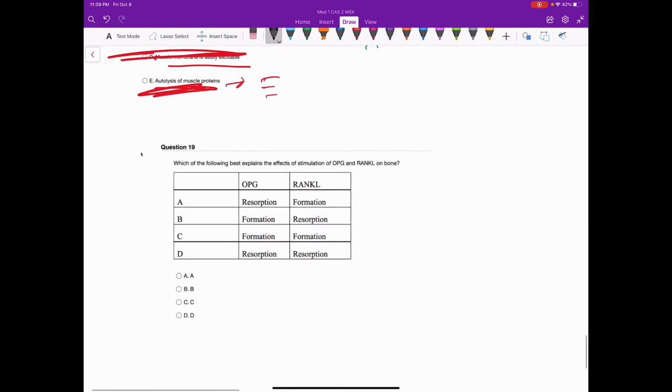Last question, finally, right? Which of the following best explains the effects of stimulation of OPG and RANKL? So, what is OPG and RANKL? Well, OPG is from the osteoprogenitor cell, right? So I'm going to draw a little guy. Pretty sure I took this little picture from Ninja Nerd, but I don't remember. Okay, need that.